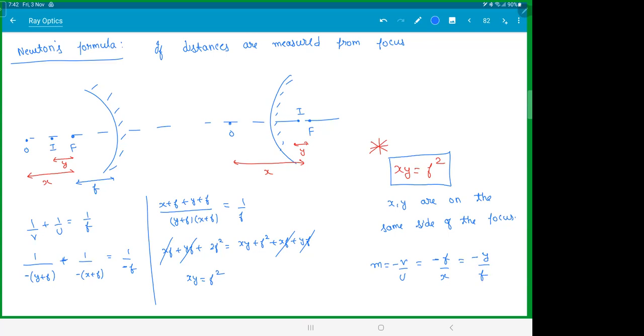Magnification is fine once you got this thing. That's the main formula, Newton's formula. If the distances are measured from the focus instead of pole, x into y, the two distances, will be equal to f square. x is the distance of the object and y is the distance of the image. Check it out. Similar formula we have in lenses also.